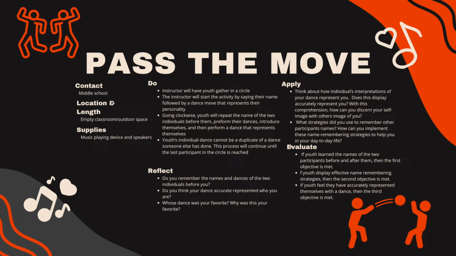So in order to facilitate this, the instructor will gather the youth in a circle. The instructor will start the activity by saying their own name, followed by a dance that they believe represents their personality. Going clockwise, youth will repeat the names of the two individuals before them, perform their dances, then introduce themselves and perform a dance that represents themselves.